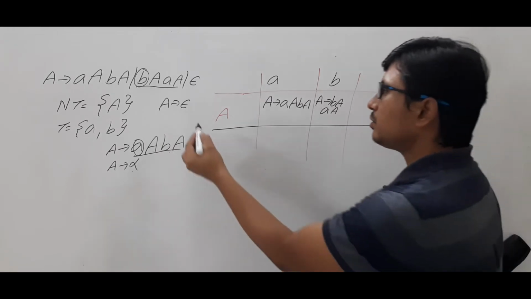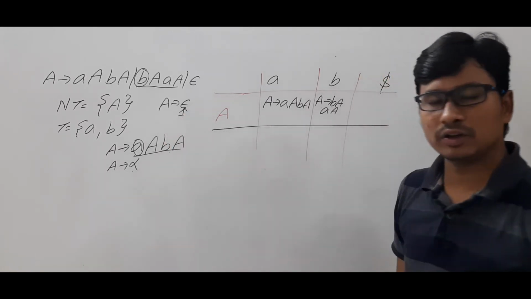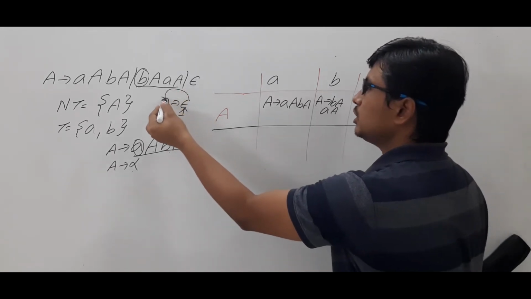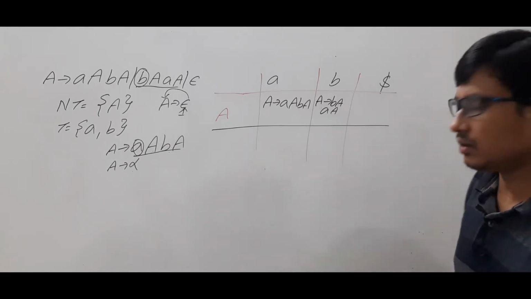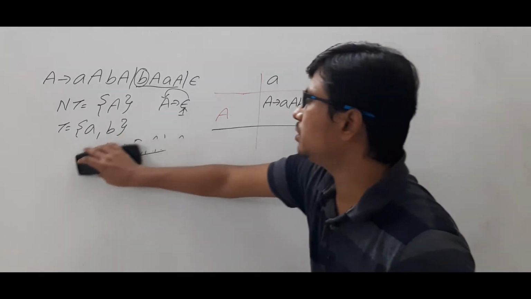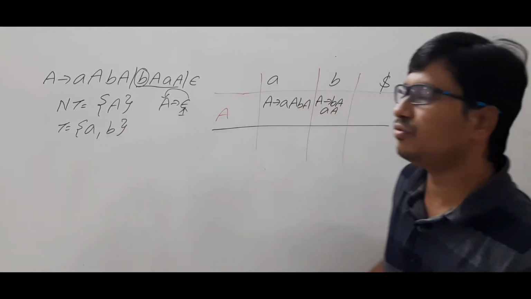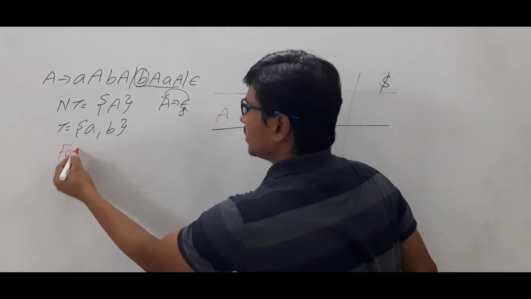Now if you have the epsilon here, if you compute the first of epsilon, you will get epsilon. So in that case, what I have to do is that I need to compute the follow of A. Okay, am I right or wrong? So I need to place the production A determines epsilon in the follow of A. Let me compute the follow of A.